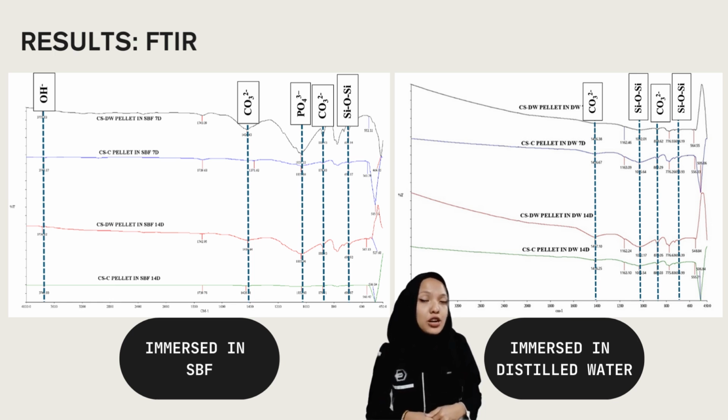The FTIR spectra showed characteristic peaks corresponding to calcium phosphate compounds, confirming the formation of a mineralized layer. When comparing the FTIR spectra in distilled water, no hydroxyl stretching bonds were observed, indicating a lack of hydroxyl groups due to no water contamination.